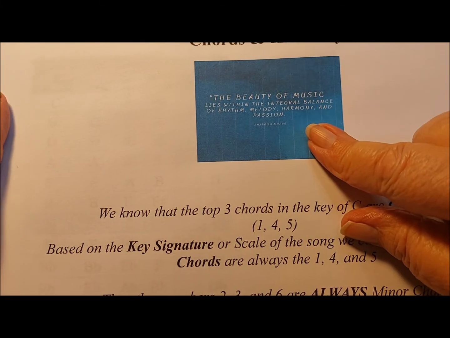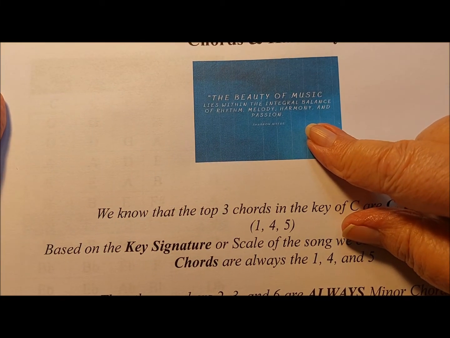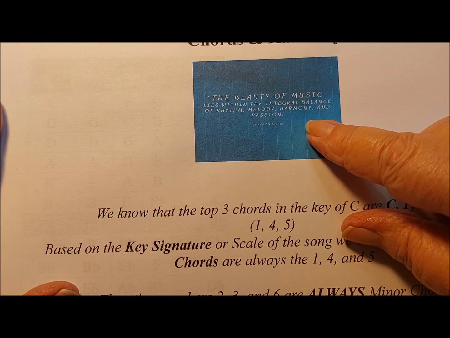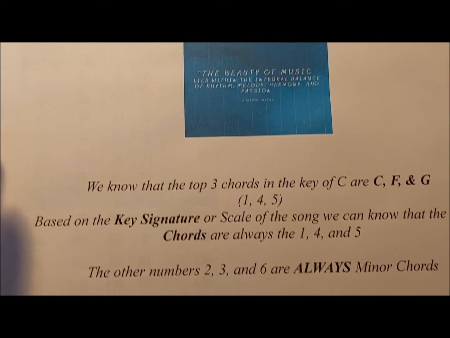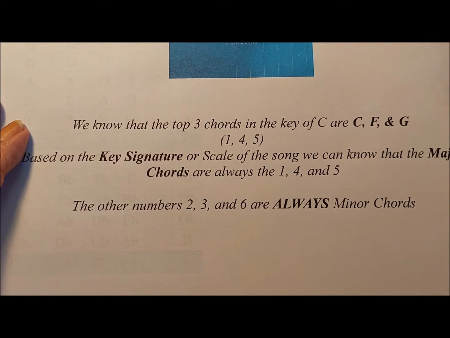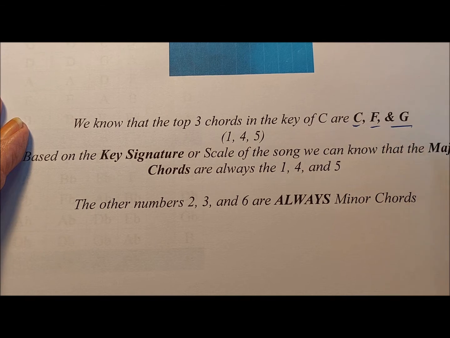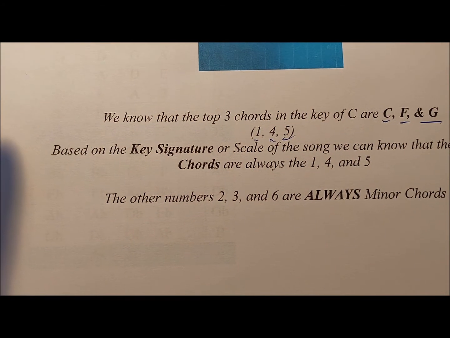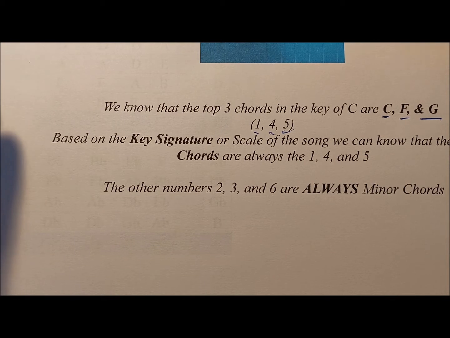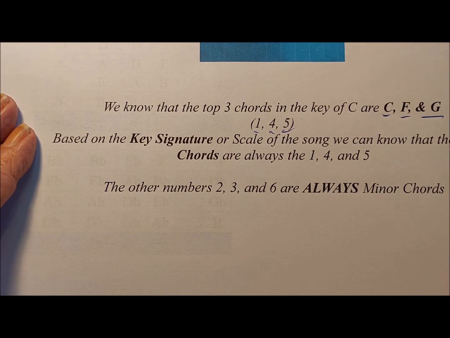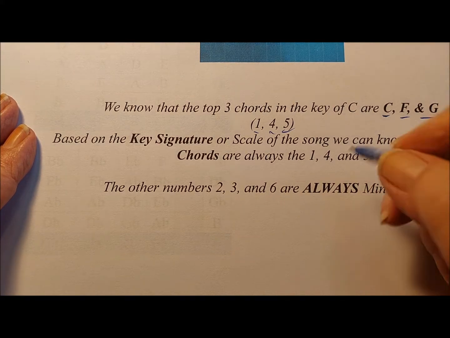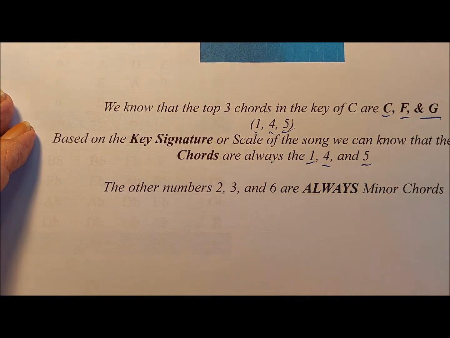I wrote this: the beauty of music lies within the integral balance of rhythm, melody, harmony, and passion. We know the top 3 chords in the key of C are C, F, and G, which are the 1, 4, 5 chords. Based on the key signature or scale of the song, we can know what the major chords always are. They're always the 1, 4, and 5.